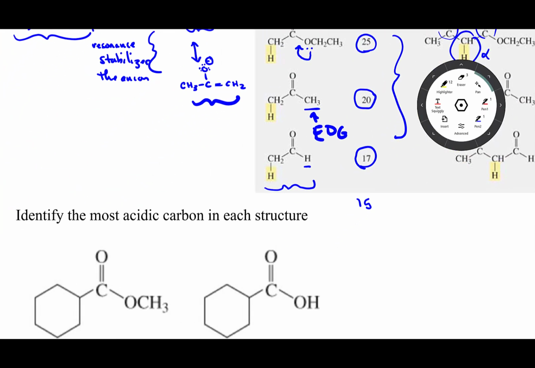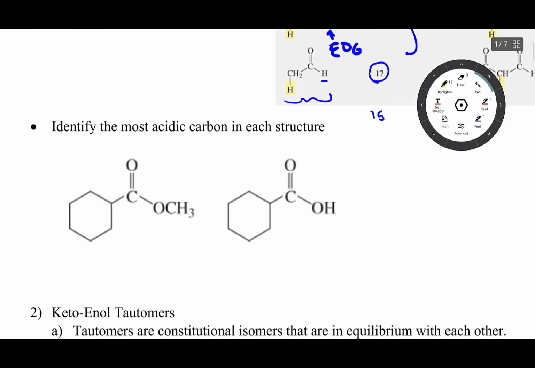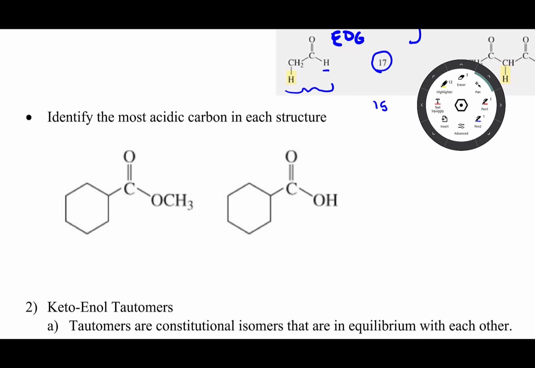So with that in mind, let's look at a problem. I'm trying to use some of the examples in the textbook, because this is late in the semester. What we want to do is identify the most acidic carbon in each structure. And really what that means is identify the most acidic hydrogens in each structure, because carbons themselves aren't acidic, it's the hydrogens on them.